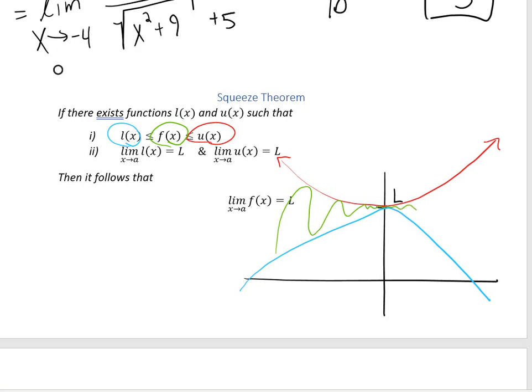Okay. Now the reason it's called the squeeze theorem is because if it's always above L and it's always below U, and then L and U get really, really close here, then what happens is that they have to squeeze our function f of x, and they're all three going to share the same limit.